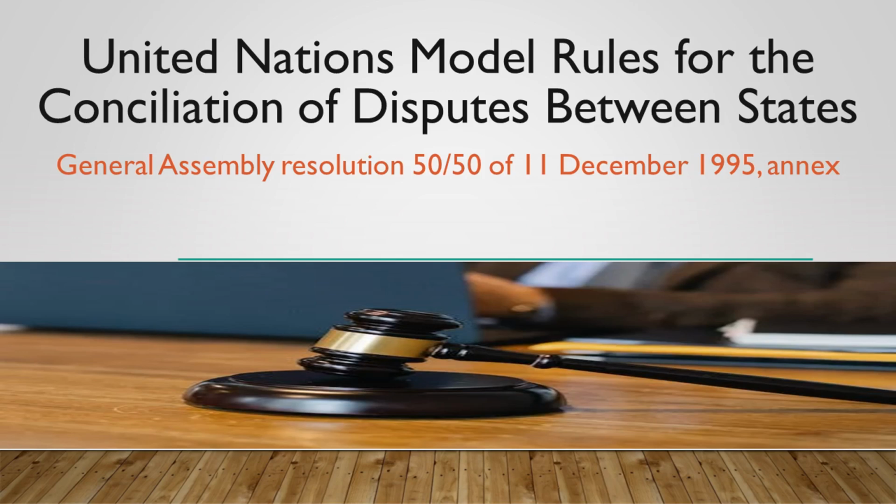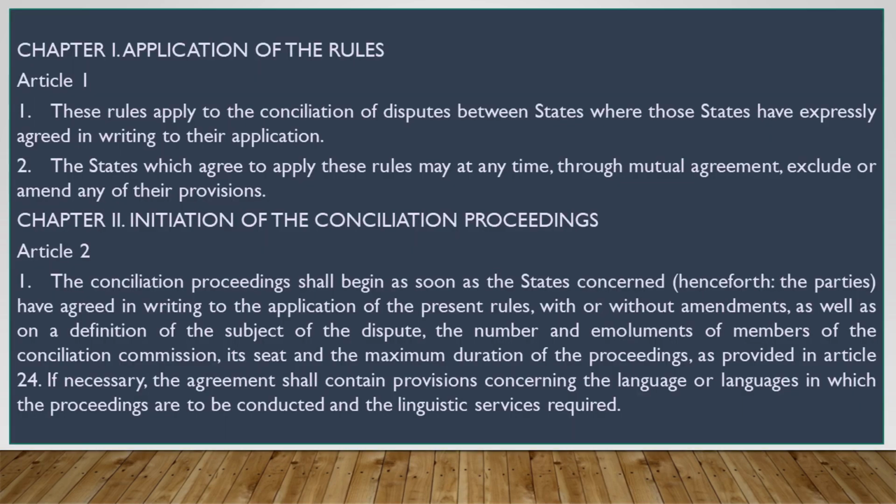United Nations Model Rules for the Conciliation of Disputes Between States. General Assembly Resolution 50/50 of the 11th of December 1995, Annex. Chapter 1. Application of the Rules.